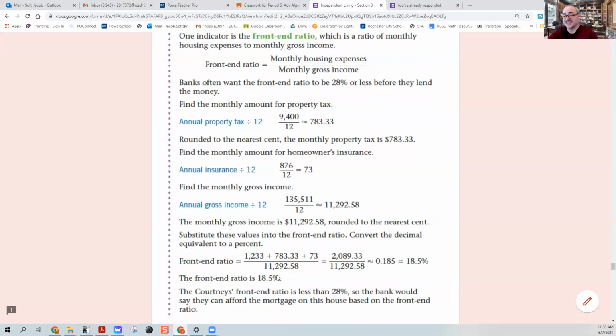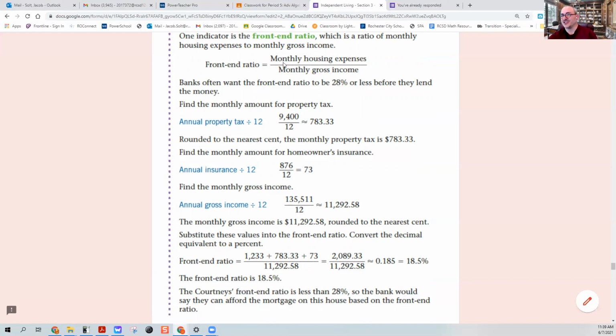That is much less than 28%. So the bank would say, yeah, sure, we'll totally loan you that much money. Absolutely. You make so much money that you can afford the expenses for this house. No problem. The front end ratio is less than 28%, so the bank would say that they can afford the mortgage on this house based on the front end ratio. That's the job.